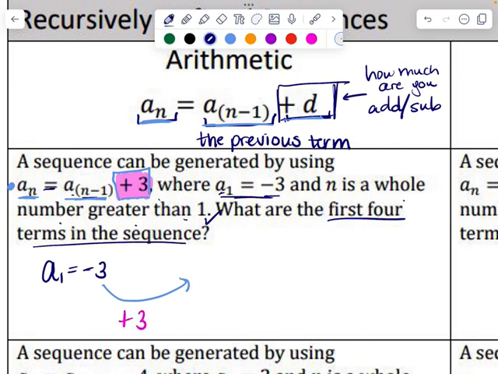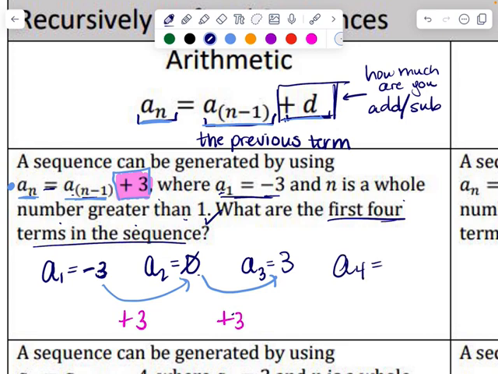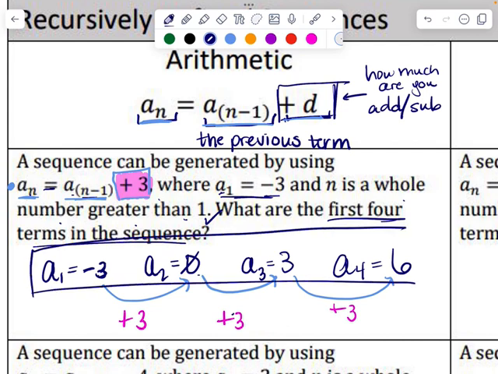That would give me a2 is equal to negative 3 plus 3. That's 0. We'll check it on Desmos. Then I'm going to move on to the next one by adding 3. So a3 equals 0 plus 3, which is 3. And then the last one, the fourth, a4 equals 3 plus 3. That's equal to 6. So that's my first 4 terms.